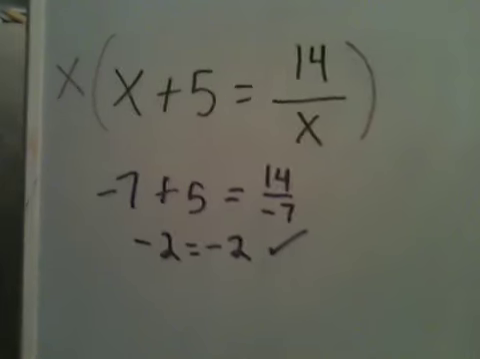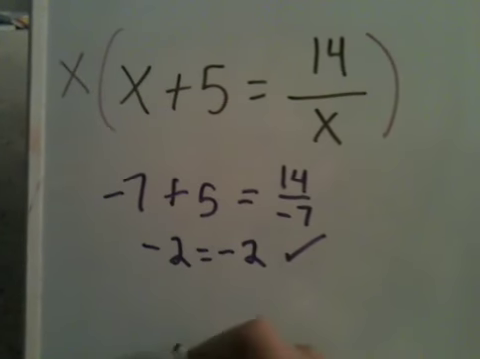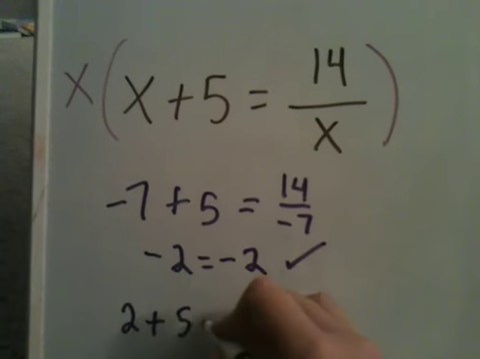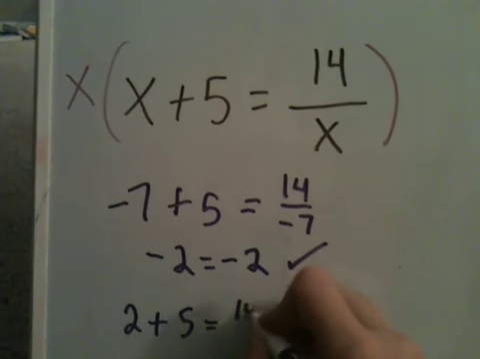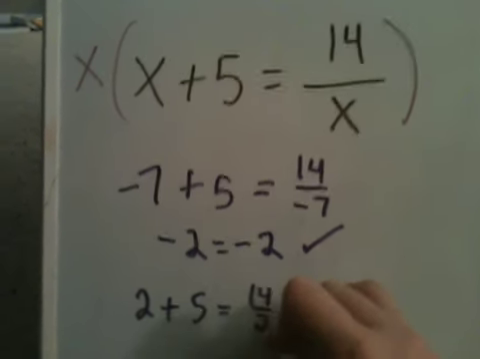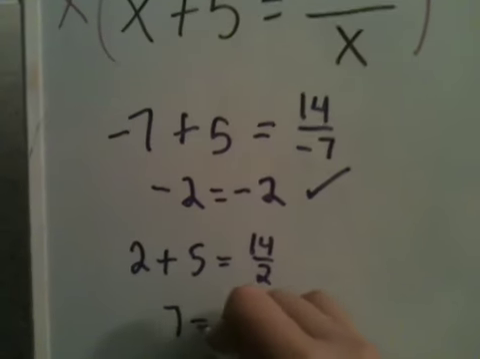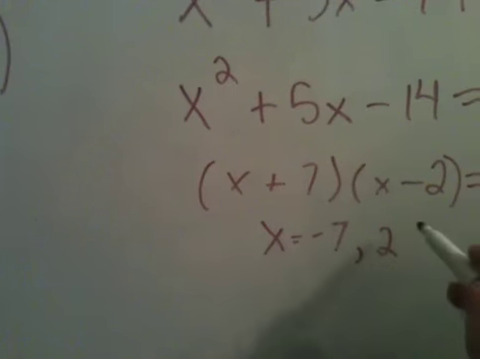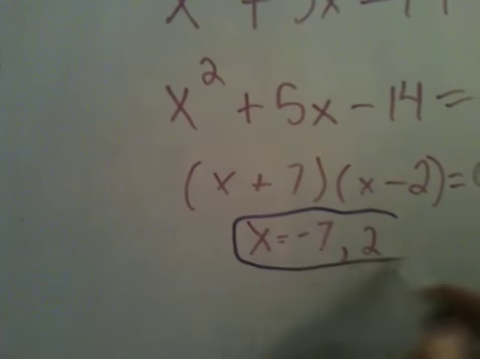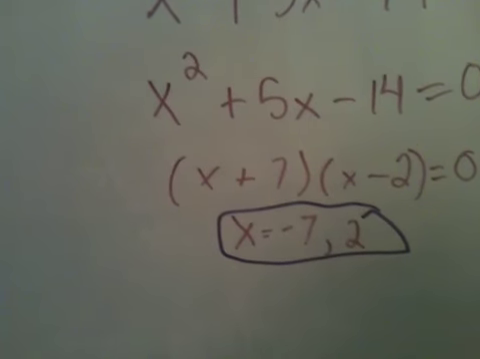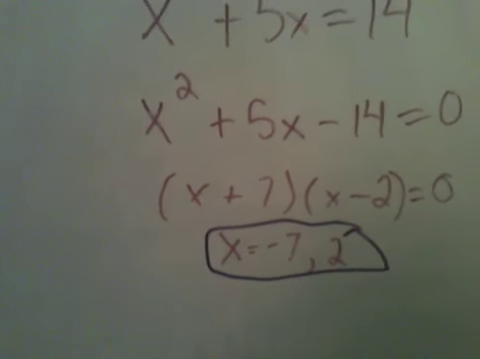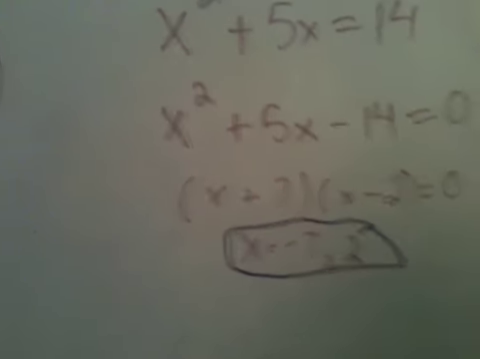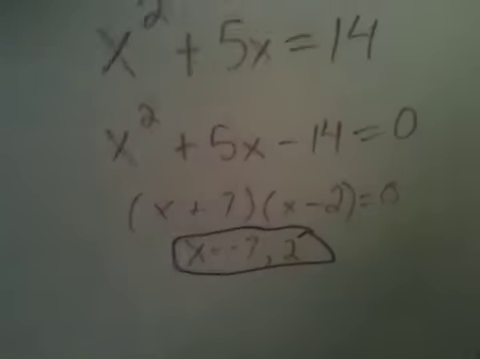That looks like that solution is right. Now let's try positive 2. We get 2 plus 5 equals 14 over 2, which means I have 7 equals 7. So that checks out. So both of these really are solutions. x equals negative 7 and x equals positive 2. So that one was pretty easy. They're going to get a little bit more complicated. Let's look at an example like that.